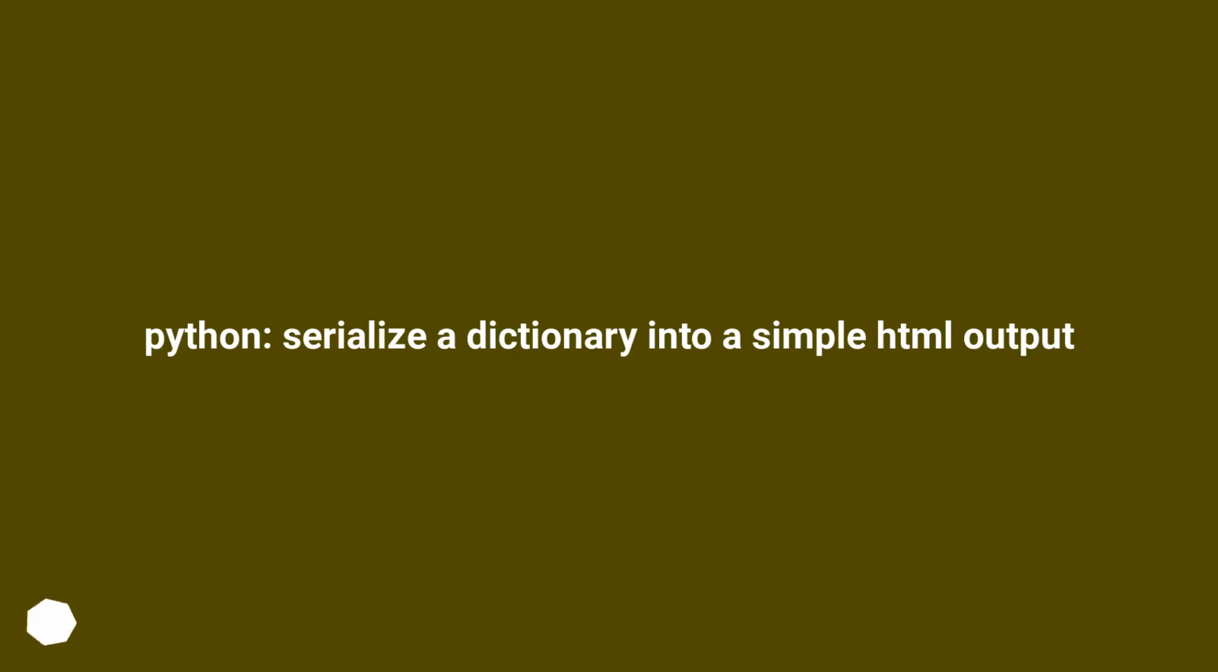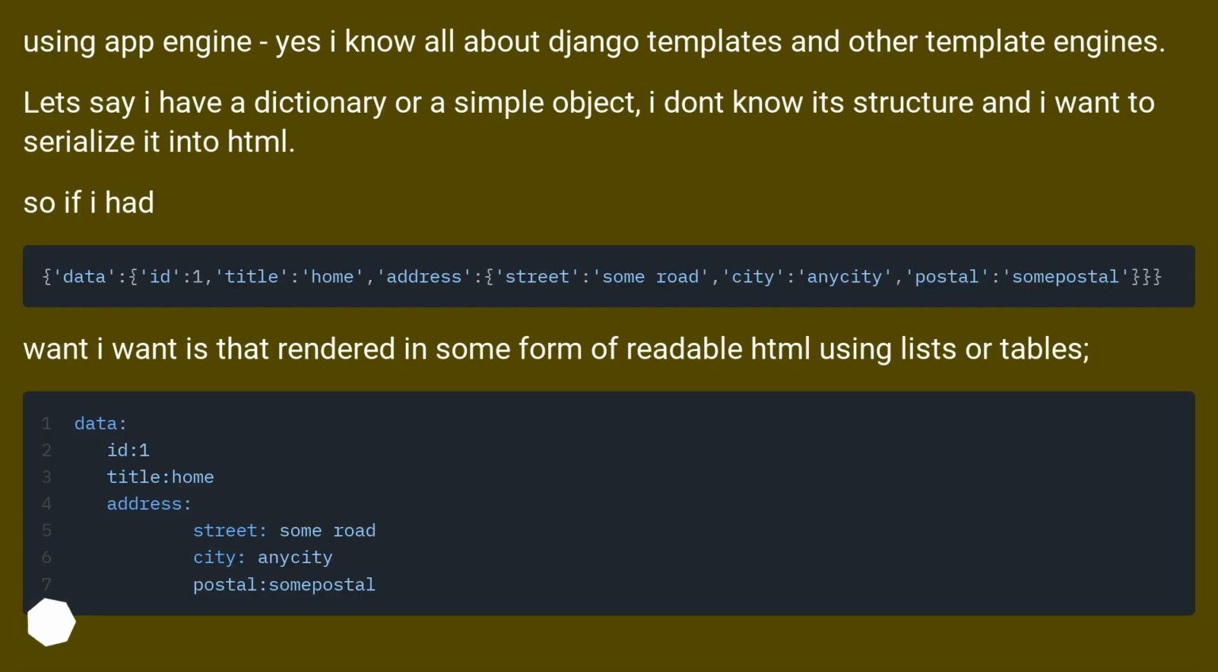Python, serialize a dictionary into a simple HTML output. Using App Engine, yes, I know all about Django templates and other template engines. Let's say I have a dictionary or a simple object, I don't know its structure and I want to serialize it into HTML. So if I had, what I want is that rendered in some form of readable HTML using lists or tables.